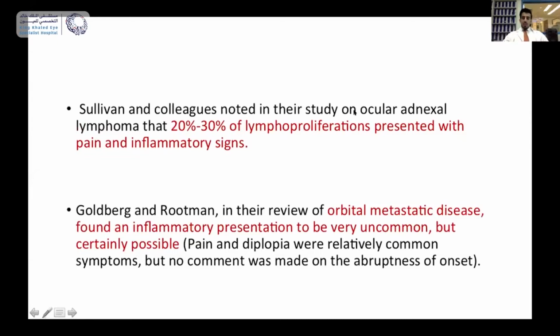Another study on ocular adnexal lymphoma, on the other hand, showed that 20 to 30% of lymphoproliferative disorders presented with pain and inflammatory signs. Another study by Goldman and Rootman reviewed orbital metastatic disease and found an inflammatory presentation to be very uncommon. However, it is certainly possible. So again, it can be masqueraded by other diseases.